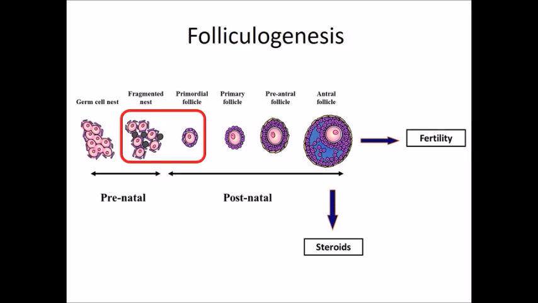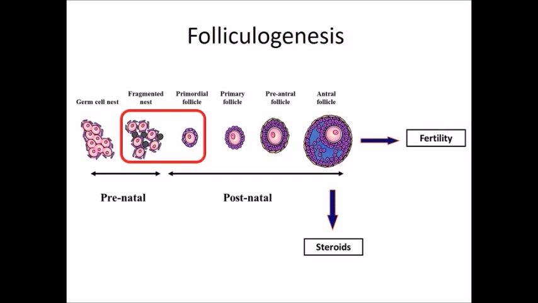Now, these primordial follicles, they must grow into what we call primary follicles, then preantral follicles, and then antral follicles. Now, antral follicles are the only follicle capable of ovulating an egg, so they're absolutely required for fertility, and antral follicles are the primary producers of sex steroid hormones. So if you have a chemical exposure that affects this process, you can affect fertility and steroid production.